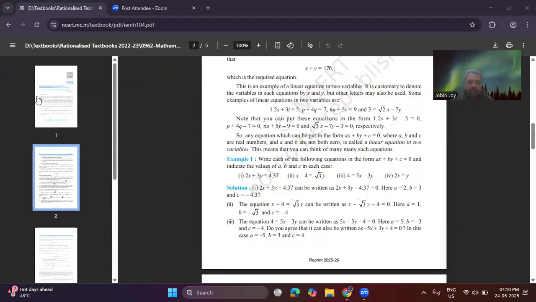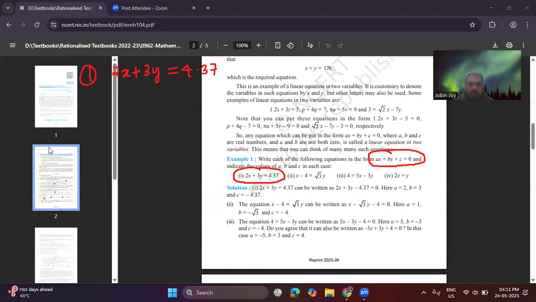Okay, so next we have equations given. You have to write the given equation in the standard form ax plus by plus c equal to 0. So the first equation is 2x plus 3y equals 4.37. So you have to write this equation.